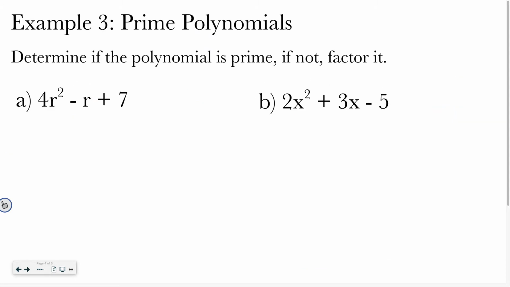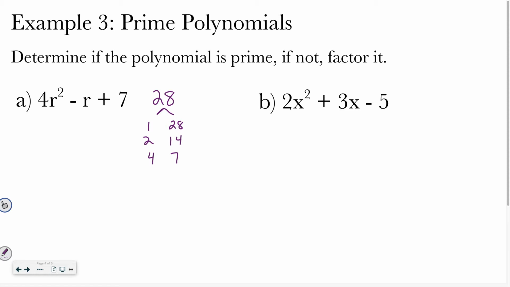All right, now let's talk about how to determine if a polynomial is prime. So first things first, you want to look and see, is there a greatest common factor? So we have a 4, negative 1, and a 7. So there's no greatest common factor, so I jump right in and I say 4 times 7, that means I'm looking for factors of 28. So that would be a 1 and 28, 2 and 14, 3 doesn't go into it, but 4 and 7 do, and then 5 and 6 don't go into it. So those are all of my factors.